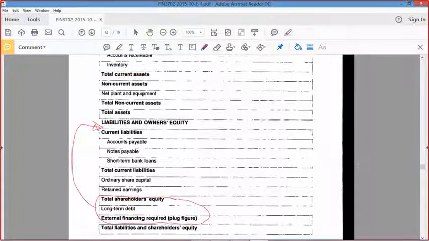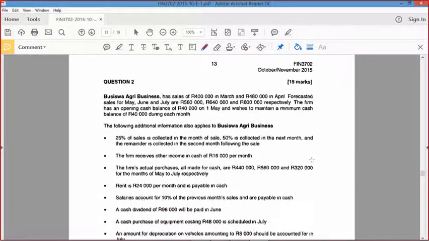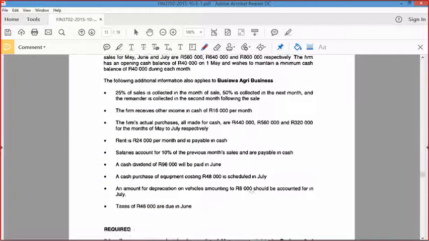Yes. Okay. Alright, we've got one more, and then we can tick off the past paper, October, November 2015. Question 2 was just as easy. It was shorter as well. It was only 50 minutes. And it was focusing on budgeting.